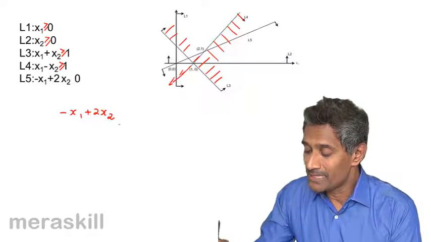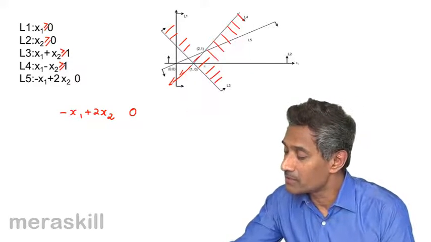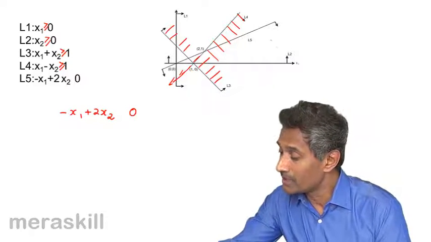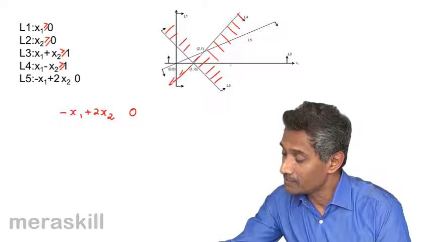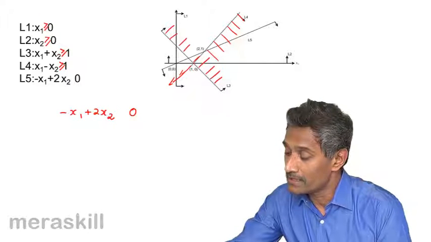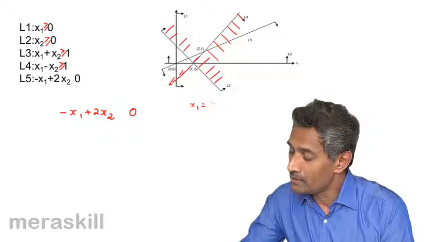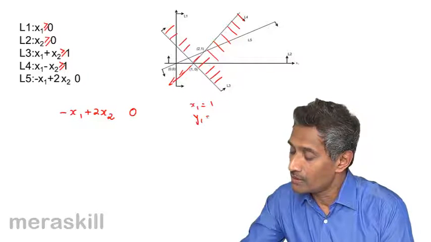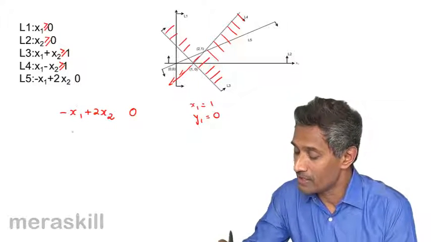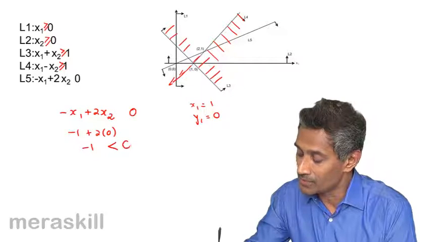Now look at this particular line, minus x1 plus 2x2, and you have 0. Now minus x1 and 2x2, what is the relationship with 0? Now let's take any particular point on the side mentioned for L5. So maybe this side, we can take any point. L5 is here and we're talking about this particular side, so we can take 1, 0 over here, maybe, which is not lying on L5, that is x1 is 1 and x2 is 0. So if you substitute over here, you have -1 plus 2 into 0. So that means -1 is less than 0.